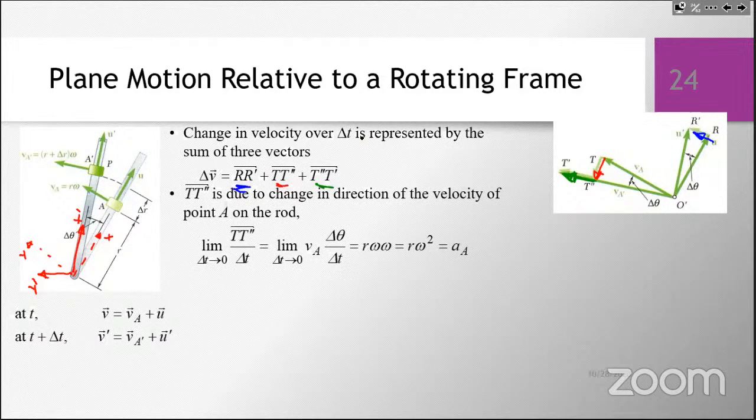right? T double prime is due to the change in the direction of the velocity of point A on the rod, right? We can take the limit of T double prime divided by delta t as time goes to 0, and that's going to equal the limit of VA delta theta over delta t, right? Which gives us R omega squared, which is just A times A, or A sub A. Hey, we already figured this out.